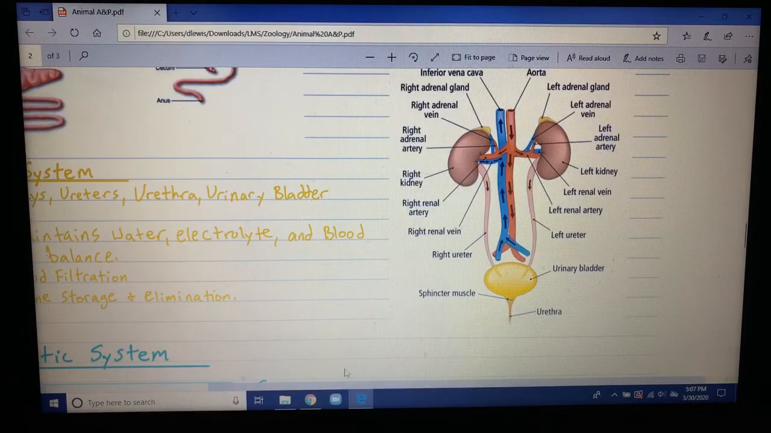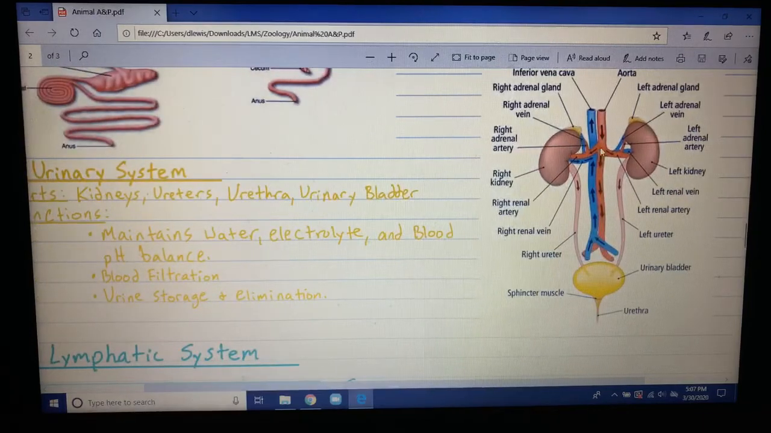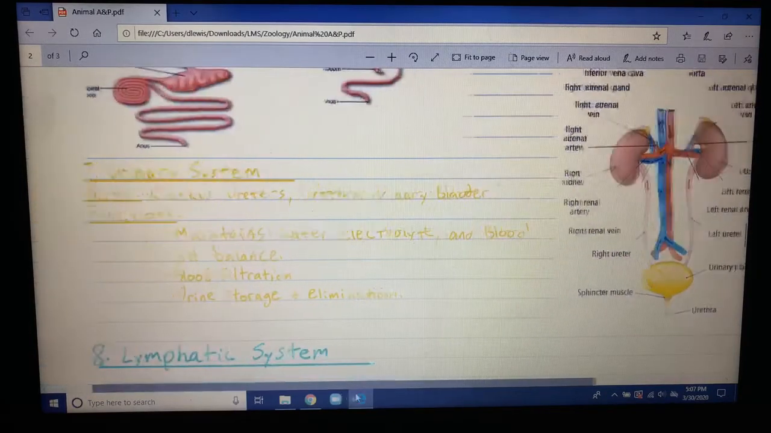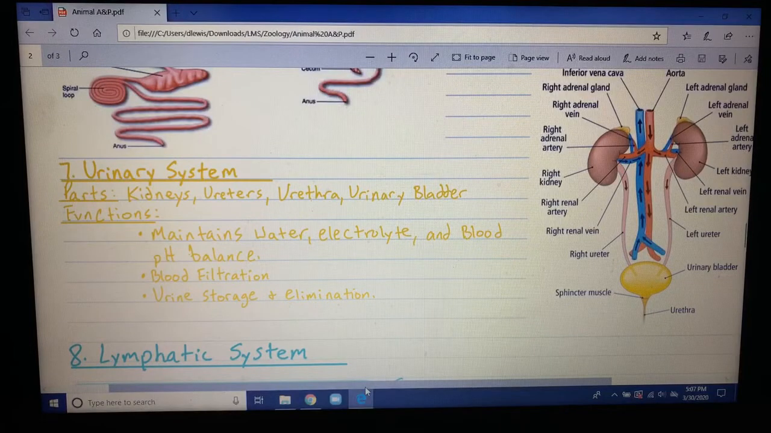The urinary system is made up of your kidneys, the veins and arteries that carry blood to the kidneys, the ureters, the bladder, and the urethra. The whole function of this is to maintain that water, electrolyte, and blood pH balance, keeping you from going into different kinds of dehydration and other kinds of problems where your blood becomes too acidic. That can make you sick. If it becomes too alkalytic, it can be just as bad. And so it's trying to keep your body at homeostasis as much as possible.